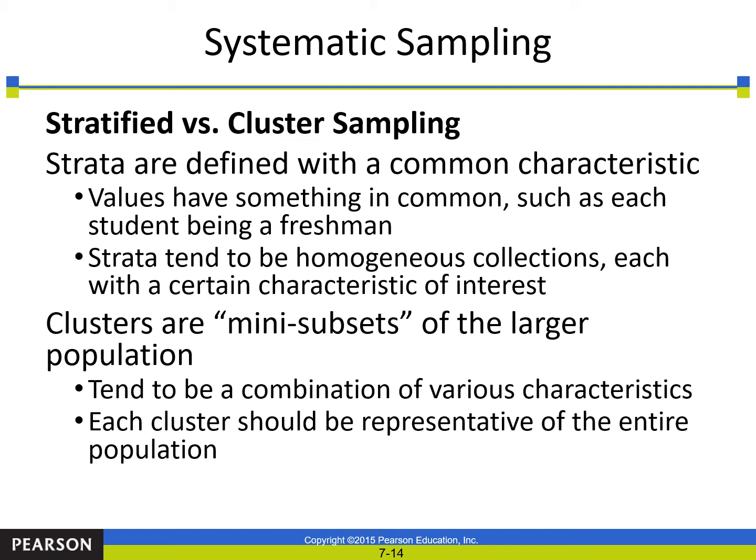Okay. Now, clusters are mini subsets of the larger population. The clusters look similar among themselves, right? So they tend to be a combination of various characteristics, and they could be representatives of the entire population. Okay, so would we select just the freshman students to represent the population of a college? No, we want to make sure we cover all of the classes, right? Would we select one or two clusters? Yes, because they kind of act like mini populations themselves. That's the big difference.